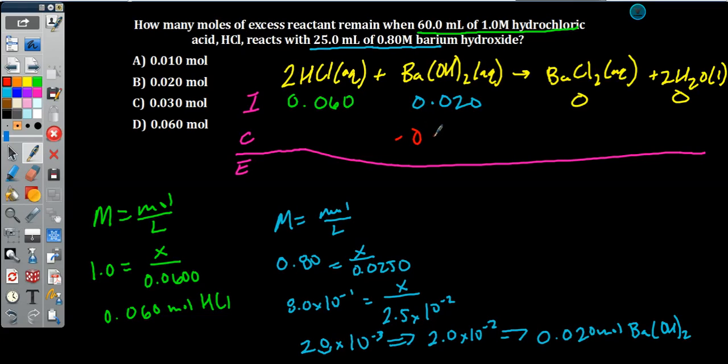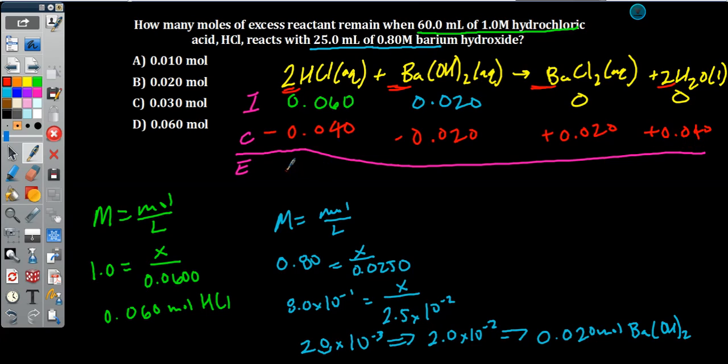If it's limiting, it gets completely used up. So I'm going to decrease by 0.020. This is going to decrease by twice that amount. Again, take note of the coefficient. So this is going to decrease by 0.040. This is going to increase, take note of the coefficients, by 0.020, and this will increase by 0.040. Again, note the coefficients 2, 1, 1, 2 match the ratio of 0.04, 0.02, 0.02, and 0.04.